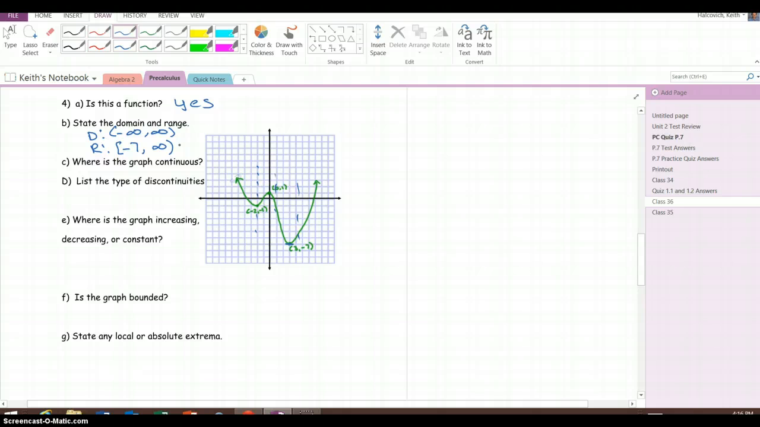Where is the graph continuous? Well, you notice you could take your pencil and go through the whole graph without lifting it up, so therefore it's continuous everywhere. Which means if it's continuous everywhere, there is no discontinuity. As far as increasing, decreasing, or constant goes, it is not constant.